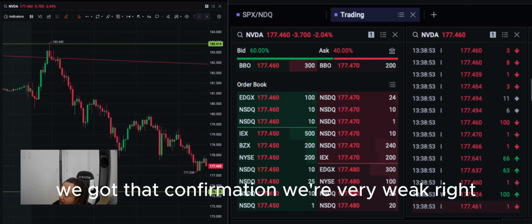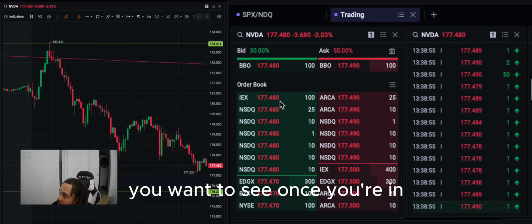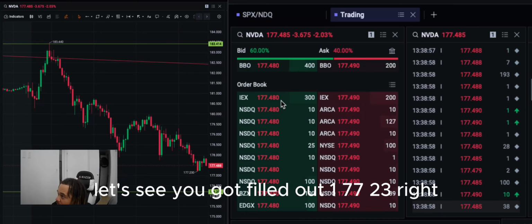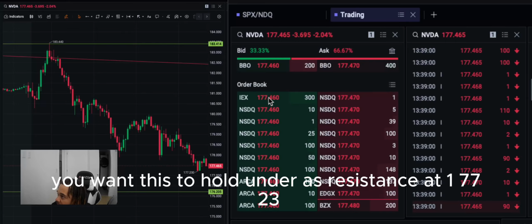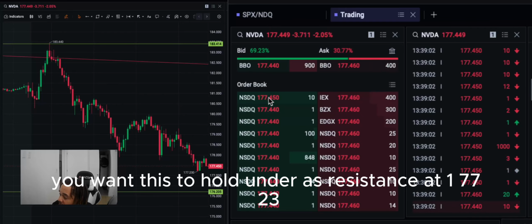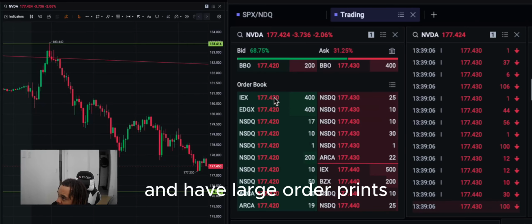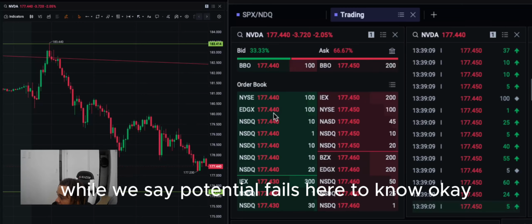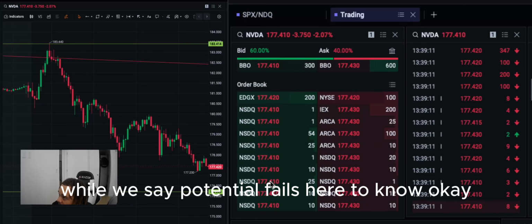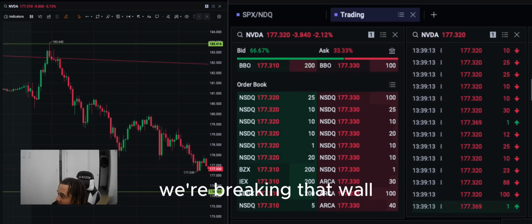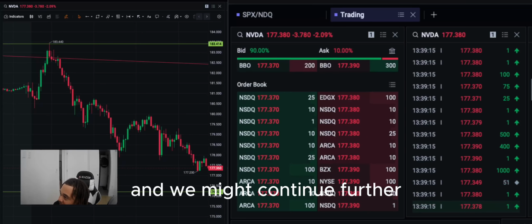We're very weak, right? You want to see, once you're in, let's say you got filled at 177.23, right? You want this to hold under as resistance at 177.23 and have large order prints, well, I would say potential fills here, to know, okay, we're breaking that wall and we might continue further.